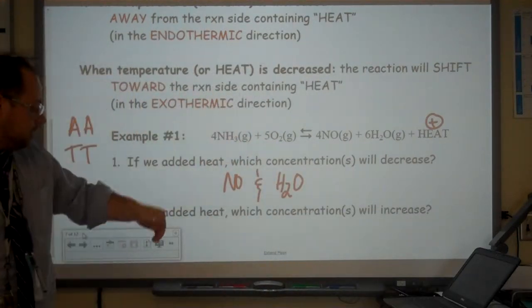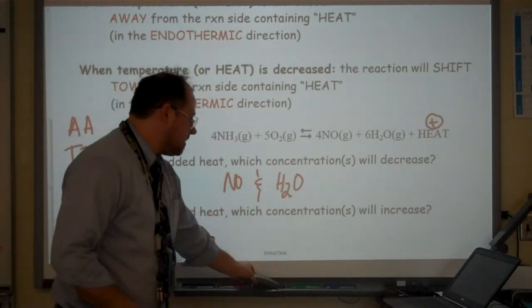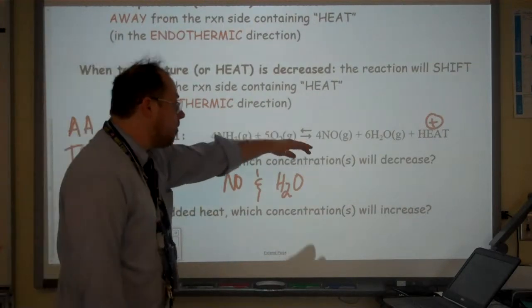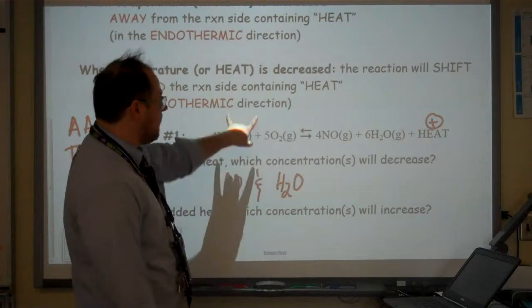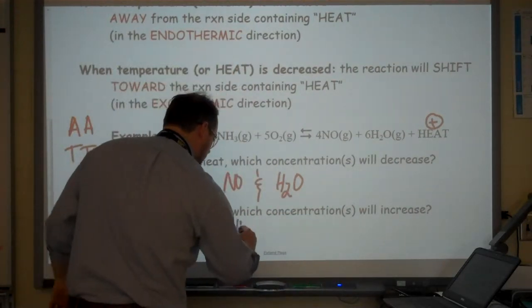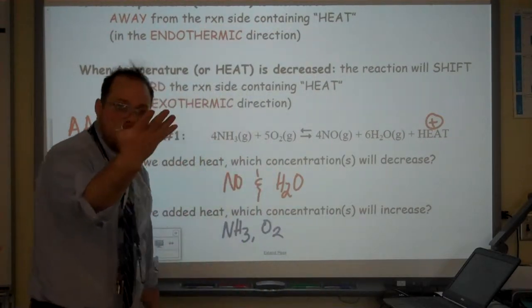If we added heat, which concentrations will increase? So we still have added heat, don't have to erase anything there. And away from what we add is the shift that we go. So we're away from the right side, which means the left side's concentrations go up. So NH3 and O2 concentrations will rise.